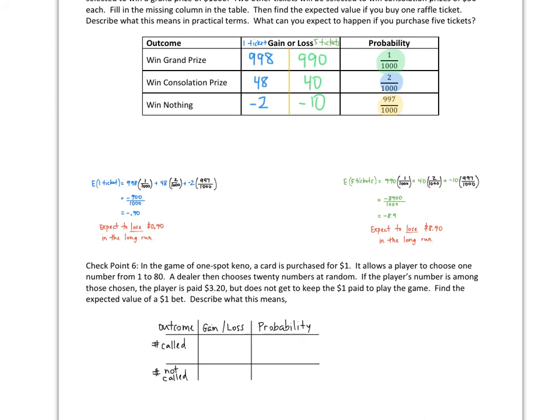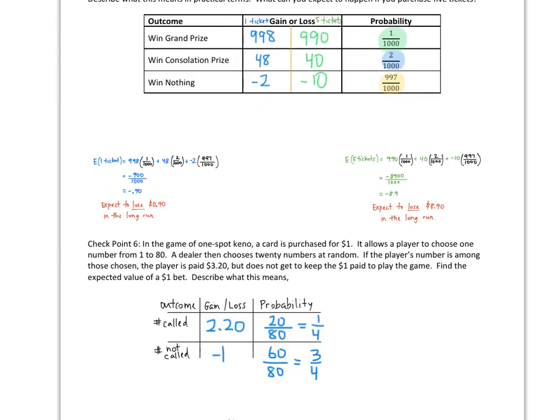Describe what this means. So first, before you can do that, I want you to try to give this table a try. All right? The outcome of your number being called, what's the gain or loss, and what's the probability of that happening. Okay? The outcome of your number not being called, what's your gain or loss, and then what's the probability of that happening. Give it a try, then check back. Okay, were you able to fill that out?